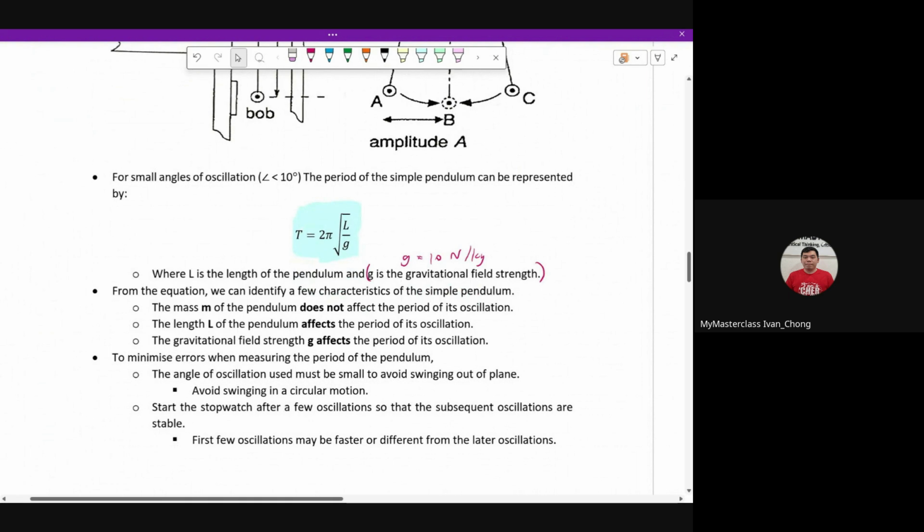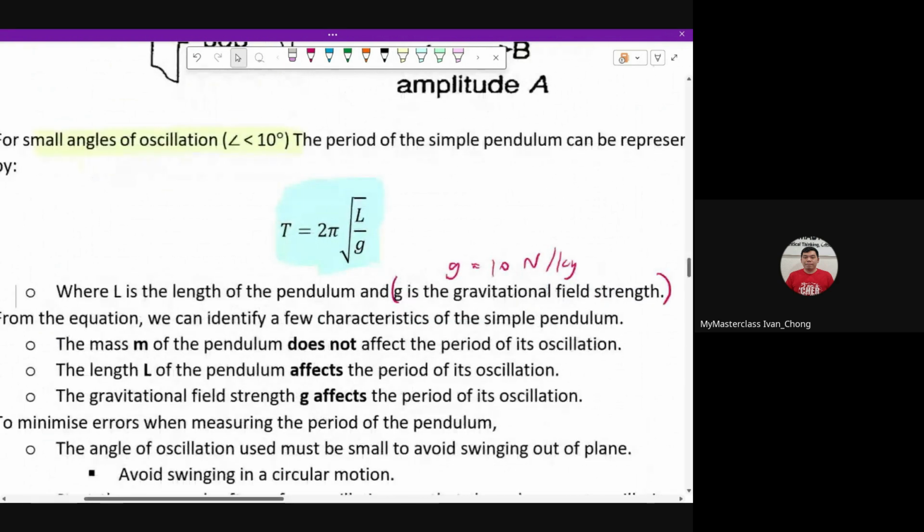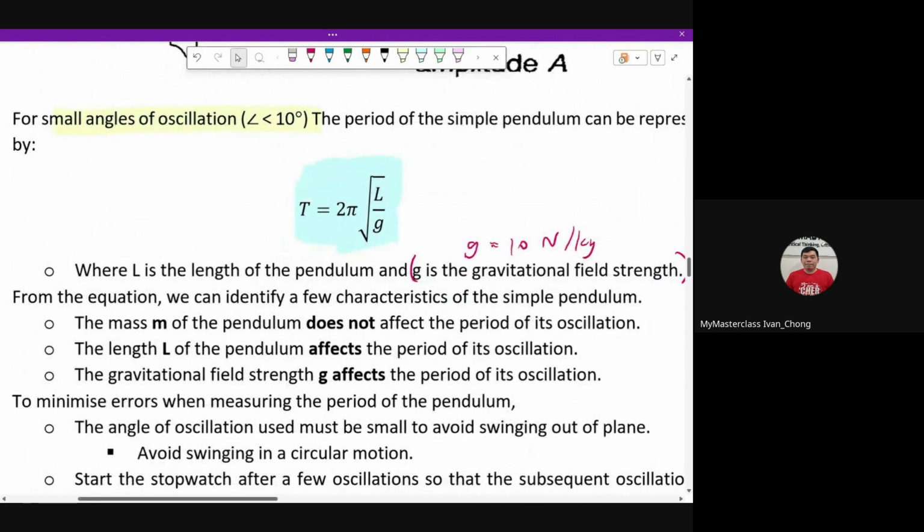So the thing is, typically we'll use small angles of oscillation. Now, if you notice in this formula over here, there is no mass, right? There's no small letter m over here. So what does that mean? m does not affect T. Remember, period is T. So mass does not affect T.